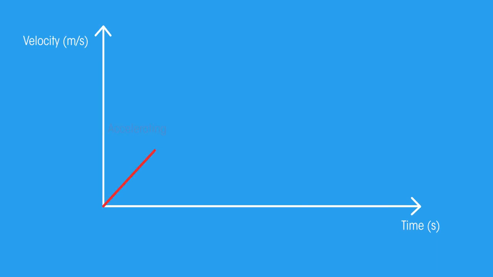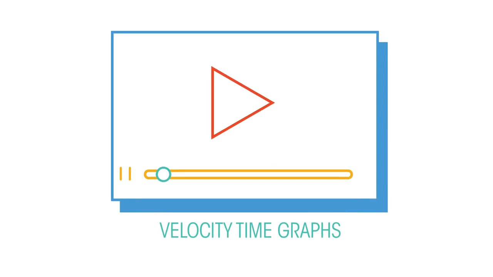You should already know that velocity time graphs look like this, and how we can use them to map out a journey. If you're unsure, you may want to watch this video first. In this video, we're going to look at the area under these graphs and what they represent.